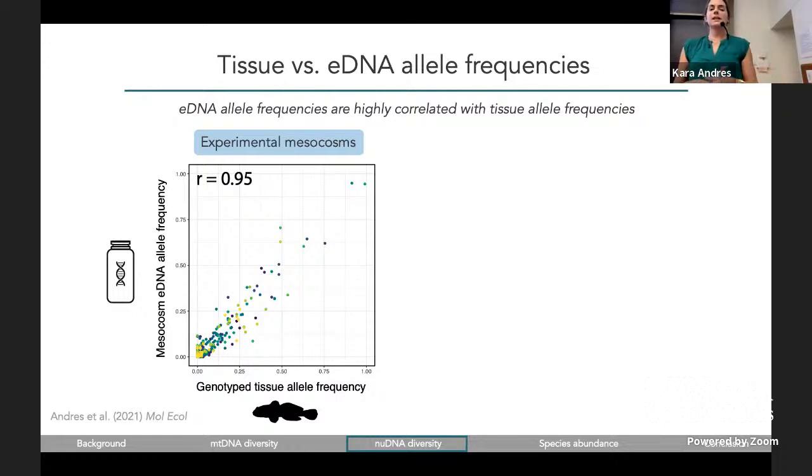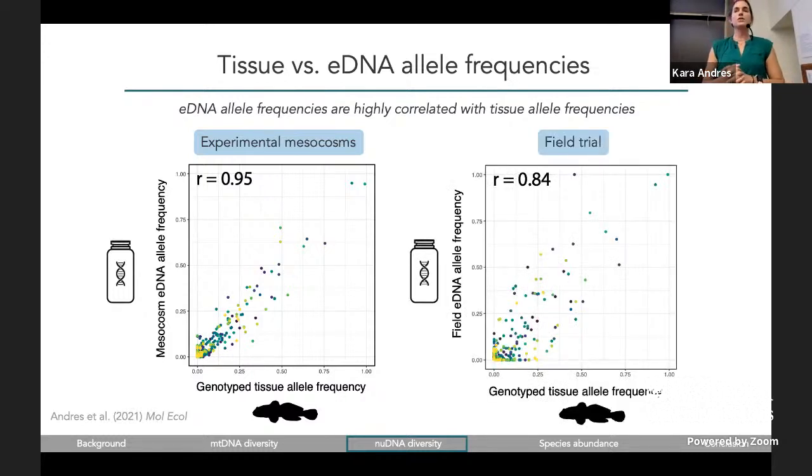What you can see here is that eDNA is not only recovering microsatellite alleles, but it's doing so at the frequencies that we expect or that we know to be true in the sampled population. So this is really great. We can reliably estimate population allele frequencies just by taking an environmental DNA sample. Now, this is in a mesocosm experiment. This is in a very simplified environment.